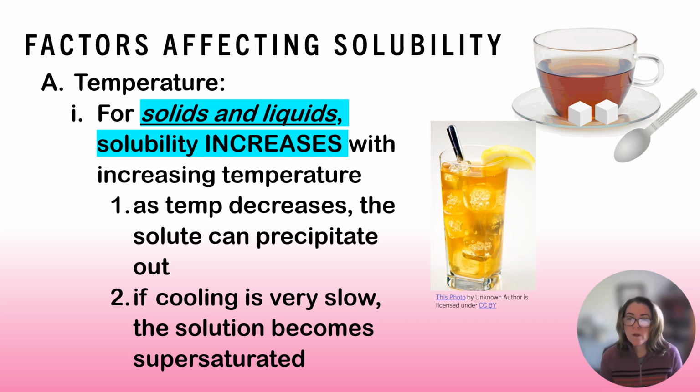Hot coffee, it's way easier to dissolve sugar in hot coffee than it is into iced coffee. Same thing with tea. So as my temperature decreases, the solubility of that substance decreases and that solute can actually precipitate out. If, like we talked about with sweet tea before, your cooling is very slow, then that solution can become supersaturated, and that's exactly how they make iced tea. Heat up the water or heat up the tea to get that sugar dissolved and then put it in the refrigerator, but that's going to slowly cool down and allow that sugar to stay in solution.